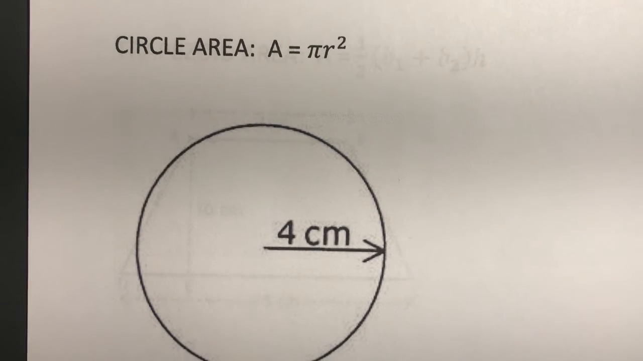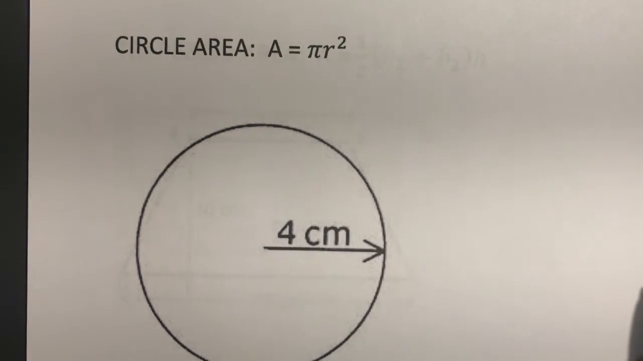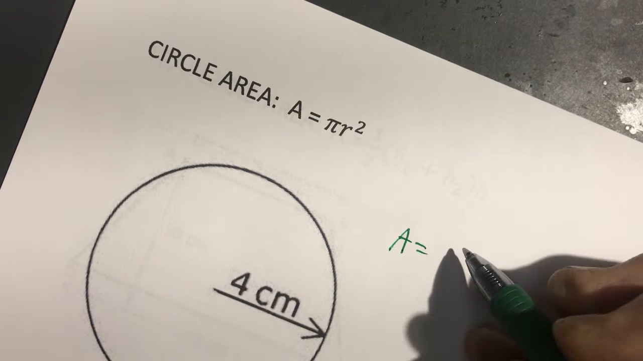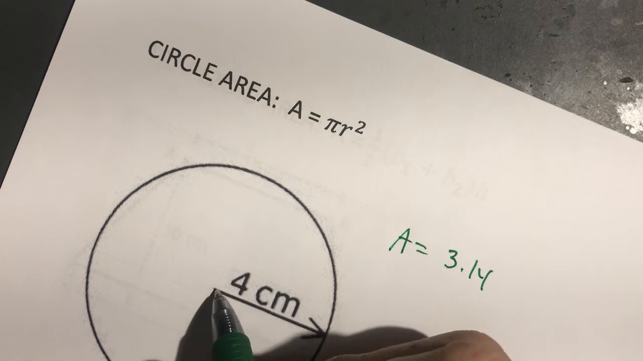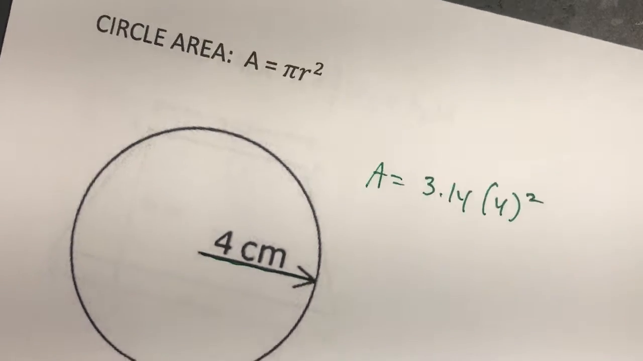Let's look at a circle. A circle, the area is pi r squared. Pi r squared. Okay. So pi, if you know, is 3.14. My radius here is this 4 right here, and I square it.